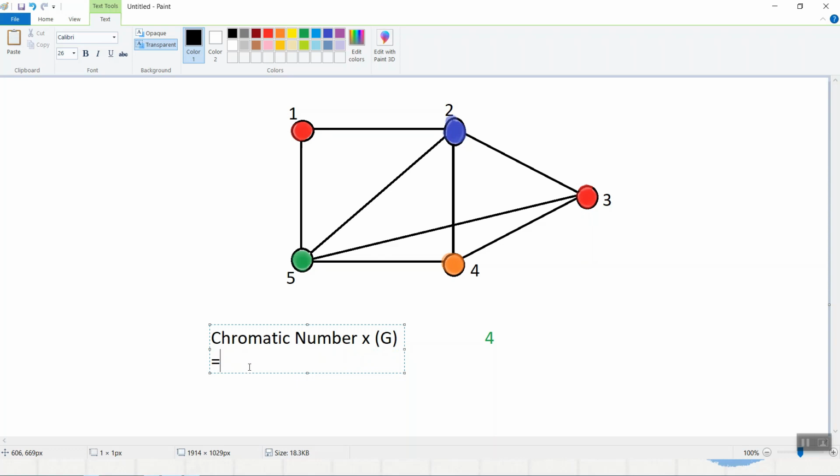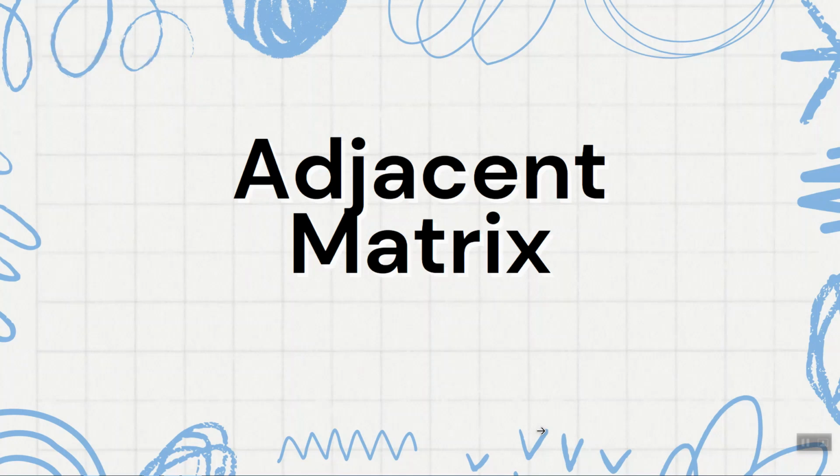This is what I mentioned at the beginning of the lecture. From the content which I planned to do, I covered graph coloring and also finding out the chromatic number. Now let's move to the adjacency matrix. Here I will show how to create an adjacency matrix, and in order to find out the number of triangles in a particular graph, first we have to create the adjacency matrix.